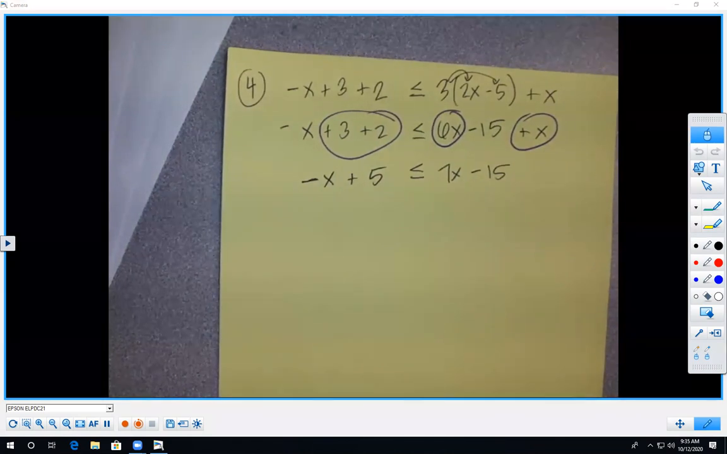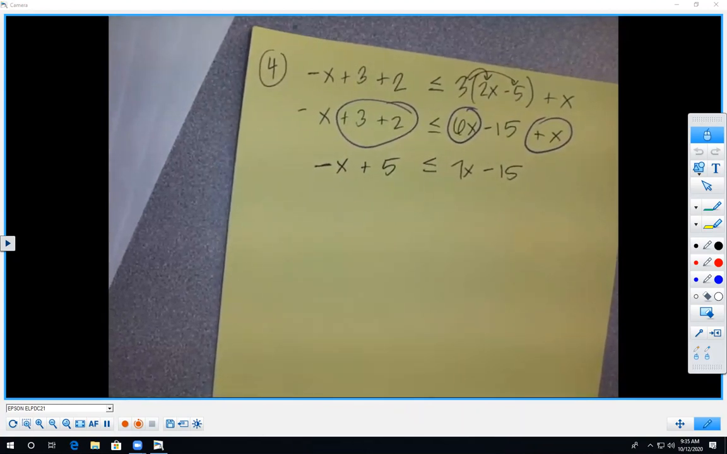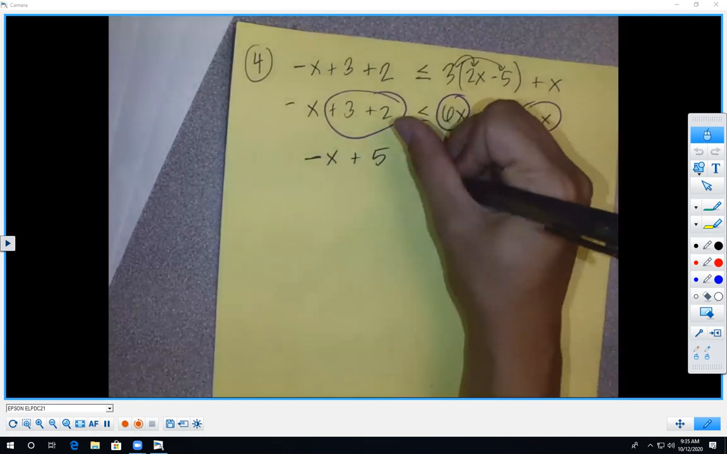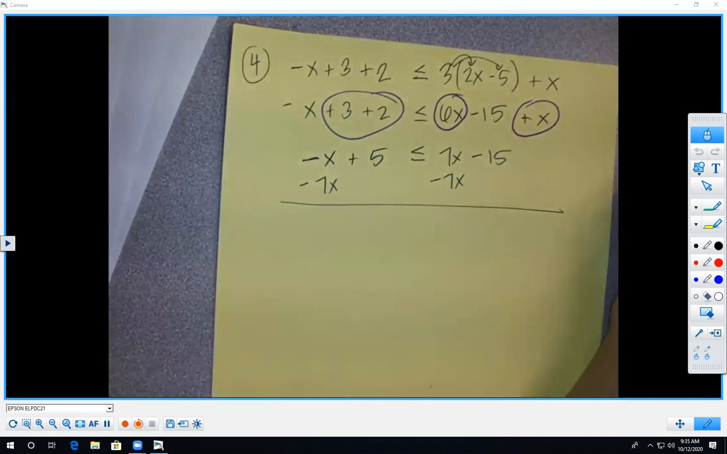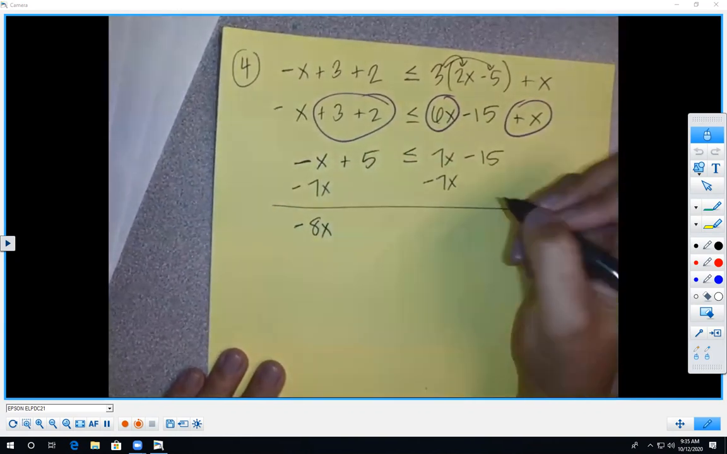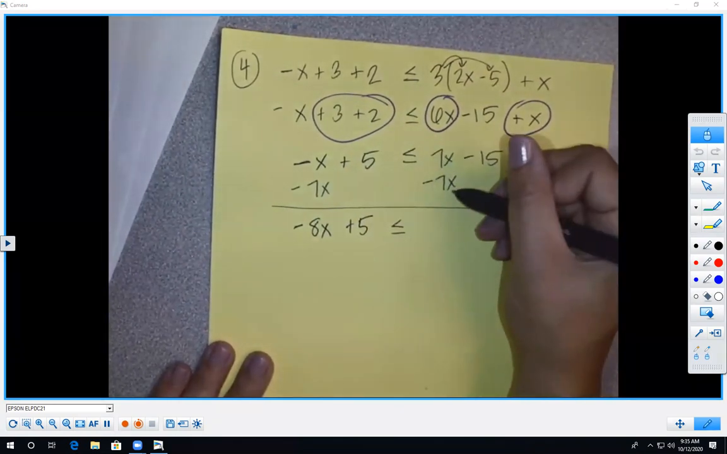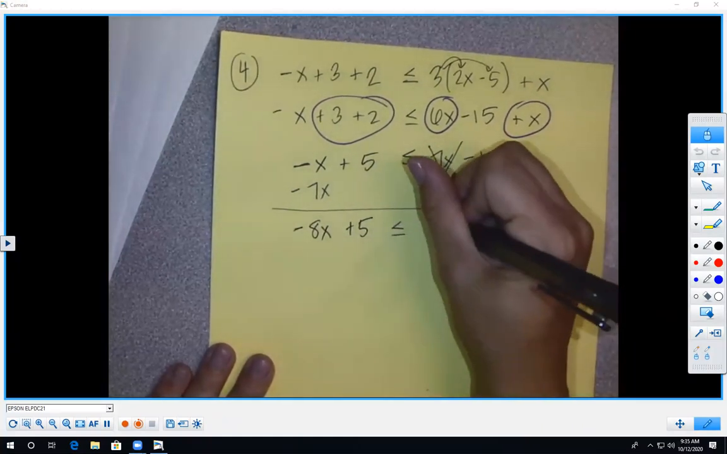From there, if we were solving an equation here, I would probably add x to both sides and move the x's over to the right-hand side. Since it's inequality, though, it's best to keep your x's on the left-hand side. So I'm going to move the 7x over here by subtracting it. So -x minus 7x, -8x + 5 is less than or equal to 7x minus 7x is 0. They undo each other. So -15.